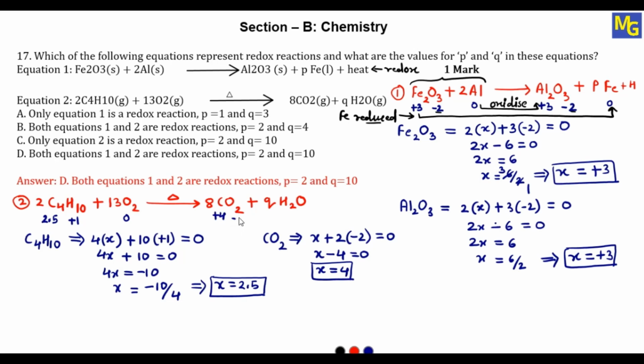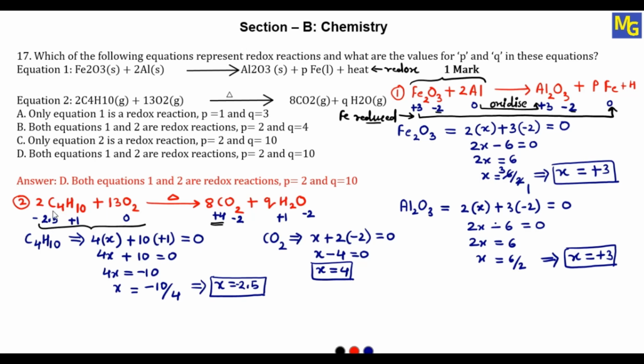Oxygen we know here minus 2. Hydrogen here it is plus 1. Oxygen here it is minus 2. Now if you focus on this reaction, here I forgot to write the sign, sorry for this mistake. So here it is minus 2.5 and here also we have to write minus 2.5. Now if you focus on the equation, carbon on this side was minus 2.5 and after the reaction it became plus 4.